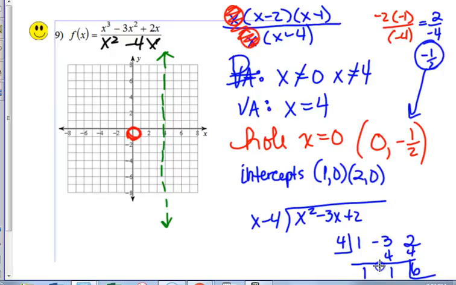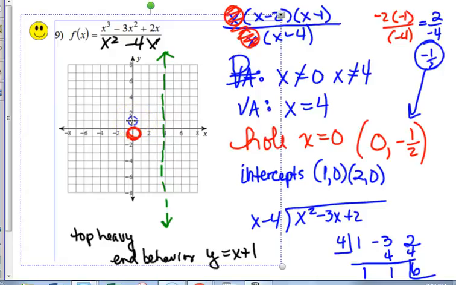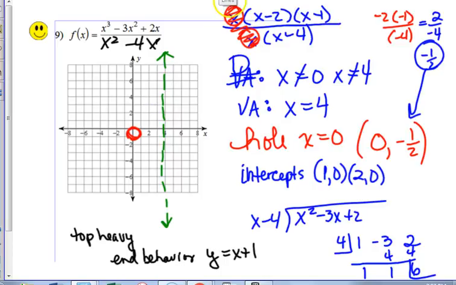What's the end behavior? How did I know that I had to divide at all? Okay, it was top heavy. And what's our end behavior? X plus 1 equals y. So, cheating once again, it crosses at positive 1. Yep. Okay, or not. I can't even cheat well. And goes up by 1 and over 1.